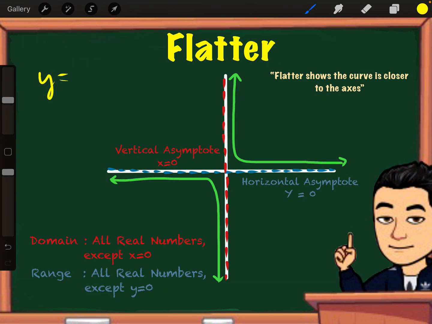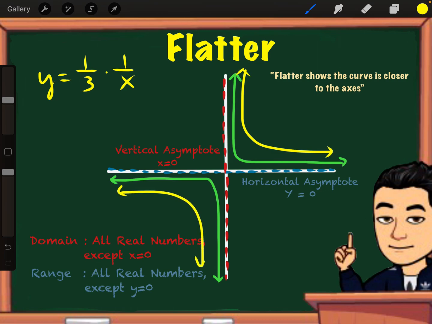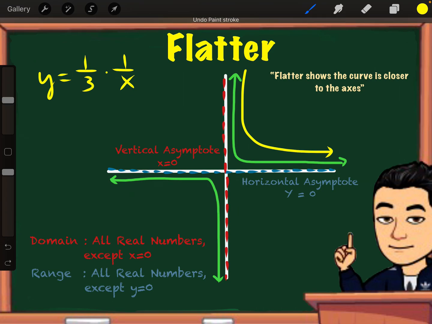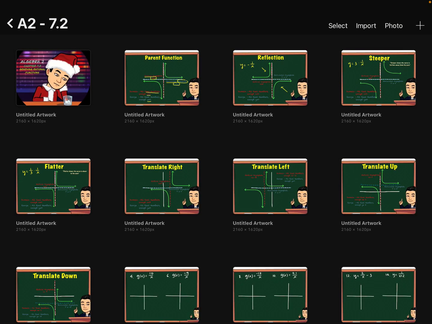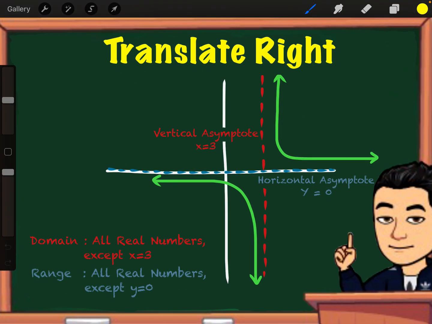Now the next one is going to be flatter. So for example, the leading coefficient is between 0 and 1. In this case, I'm going to use 1/3. So 1/3 times 1 over x. In this case, you're going to see that originally my curve was like that in quadrant 1 and 3. Now it's going to be closer and closer to the two asymptotes. That's how you're going to show me the flatter graph. Okay, let's check out the next one.